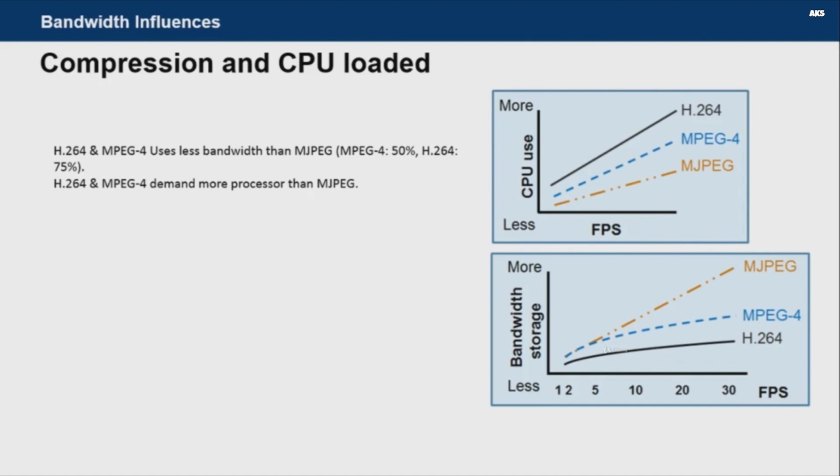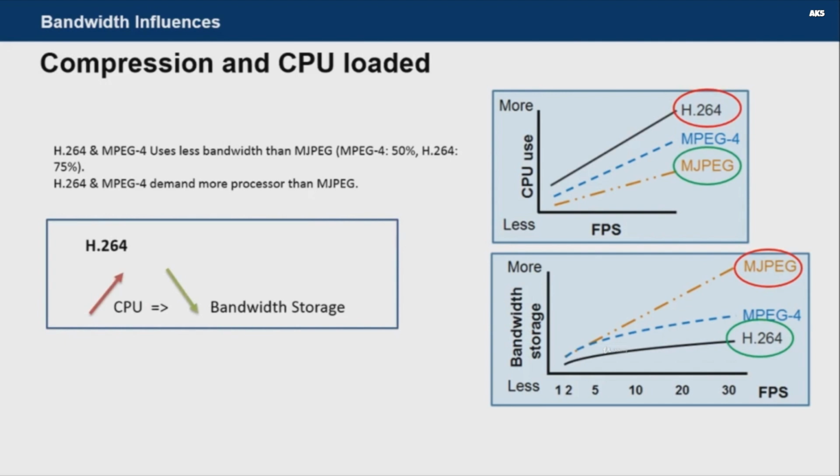Let's take a look at some trade-offs and considerations when choosing a codec. In order to compress the data, the CPU needs to do more work, and as a result, storage and bandwidth are reduced. As you can see from the example, H.264 needs more processing power than Motion JPEG, but on the other hand, it does more compression, and as a result, H.264 produces a much lower bandwidth, more than 75% lower than Motion JPEG, and that means less storage needed.